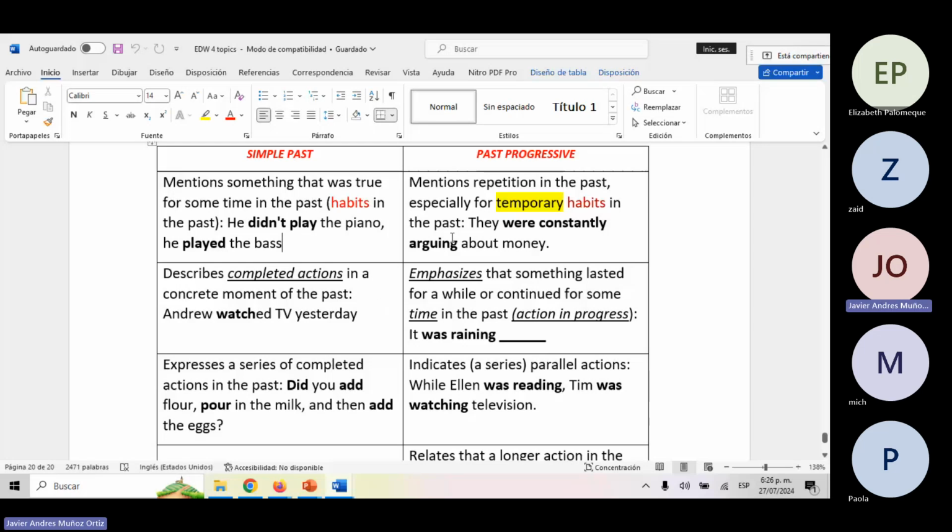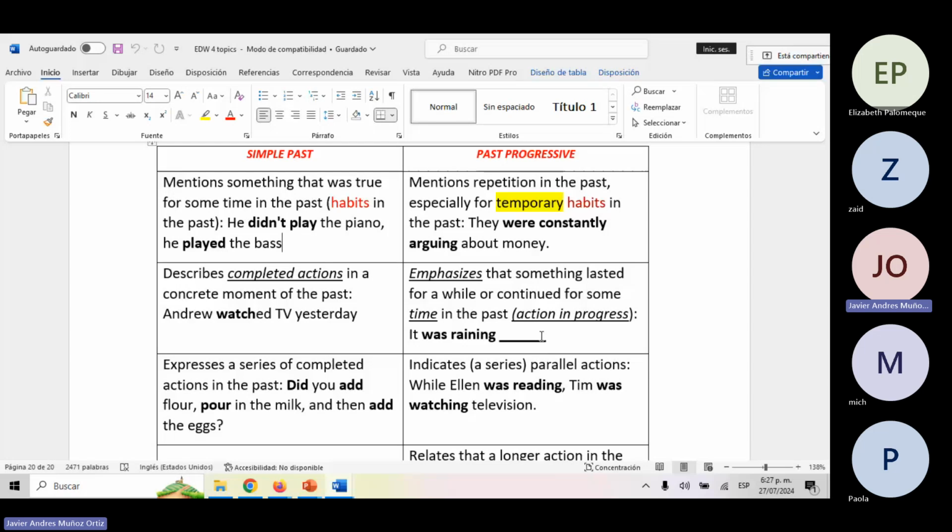However, past progressive is going to focus mostly on the time. So it emphasizes that something lasted for a period of time. Yes, it started yesterday and finished yesterday, but we are not focusing on the action, on the verb. We are focusing on the time. For a month, for 3 hours, for all the morning, all day, okay? We are talking about an action in progress. So it was raining. Here, the verb rain is not important.